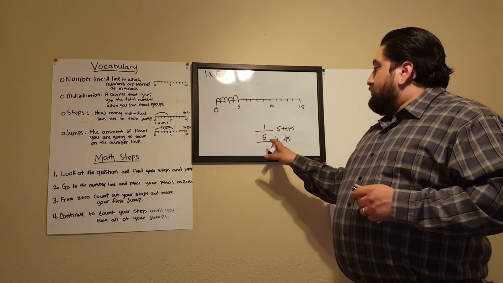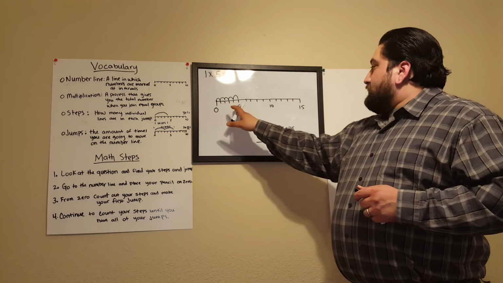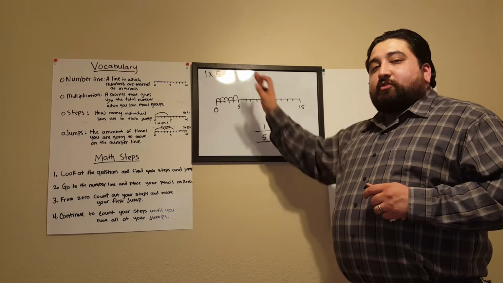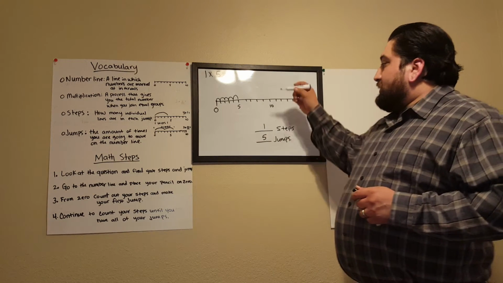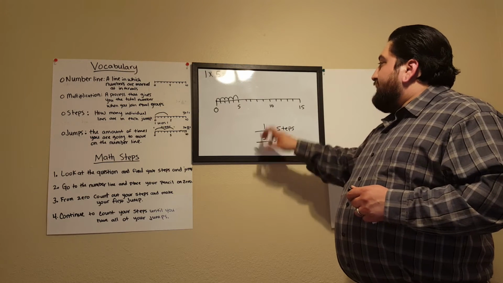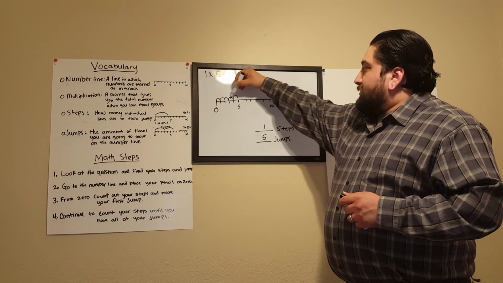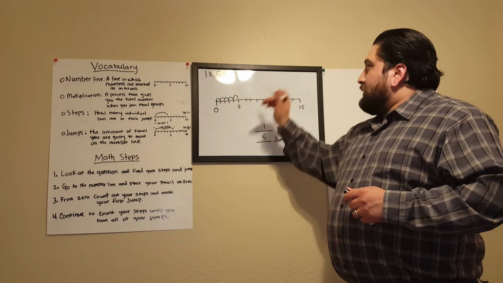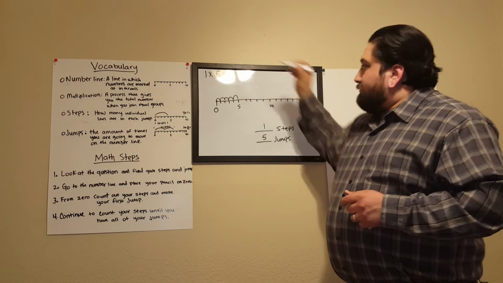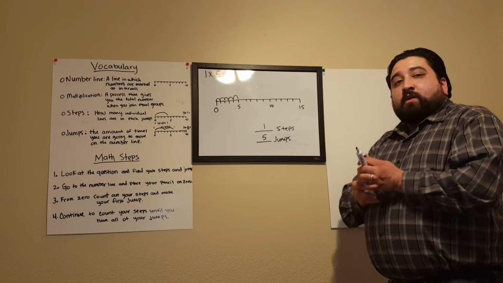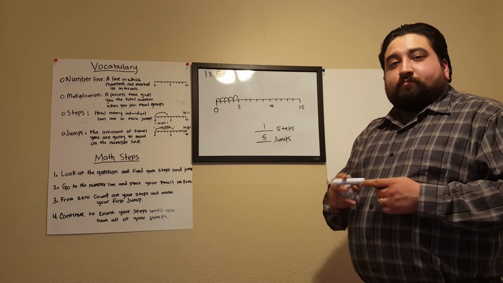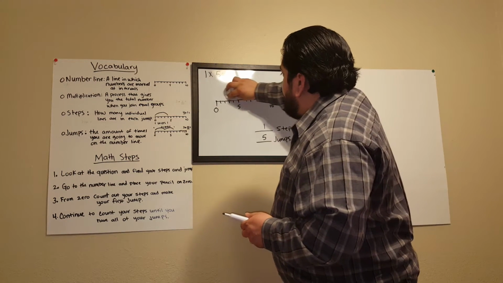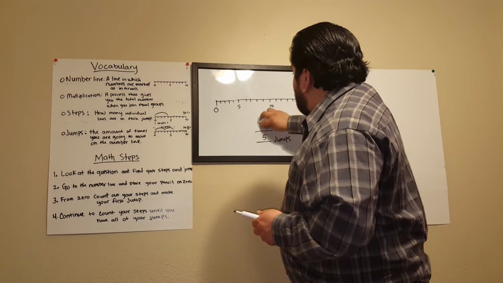And from there, whatever number your last jump lands on, if done correctly, should be the answer to the question. So let's make sure we have 5 jumps. 1, 2, 3, 4, and 5. Each jump is 1 step. So our answer would be 5. Anybody have any questions? No? Okay, so let's try another one right now. Let's go ahead and erase this real quick.